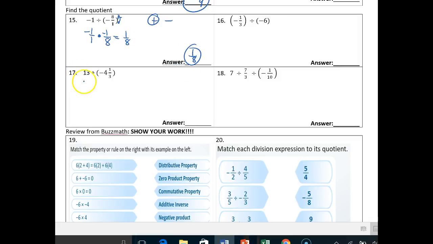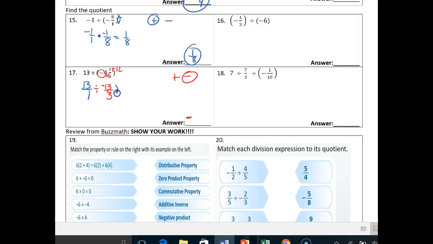Number 17. 13 over 1. I have to change this. I'm going to keep a division sign, change this to an improper fraction first. So times 13 over 3, and it's negative. Since I only have one negative, my answer will be negative. So I'll put a negative sign in my answer right away.